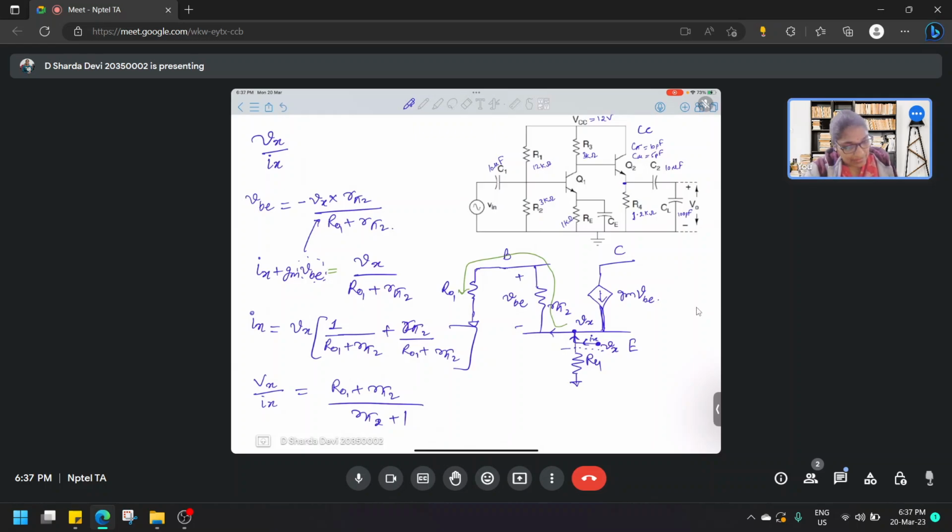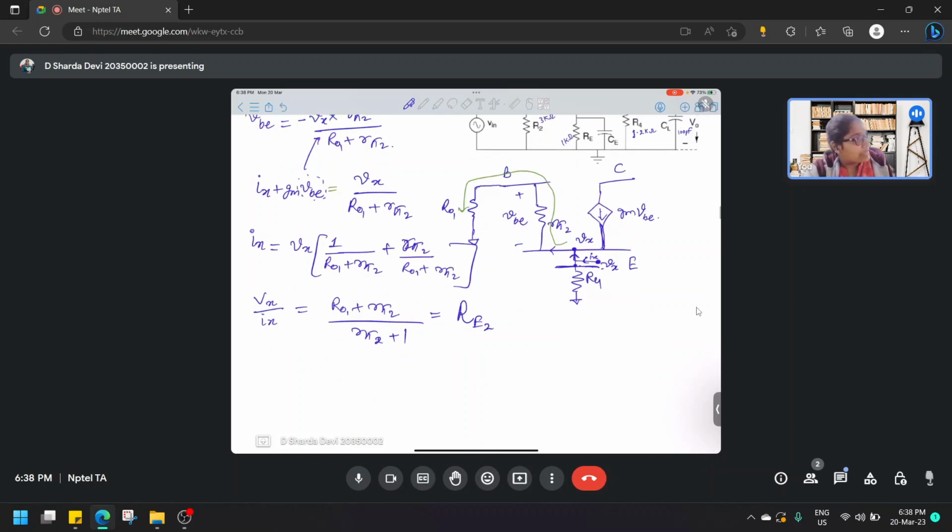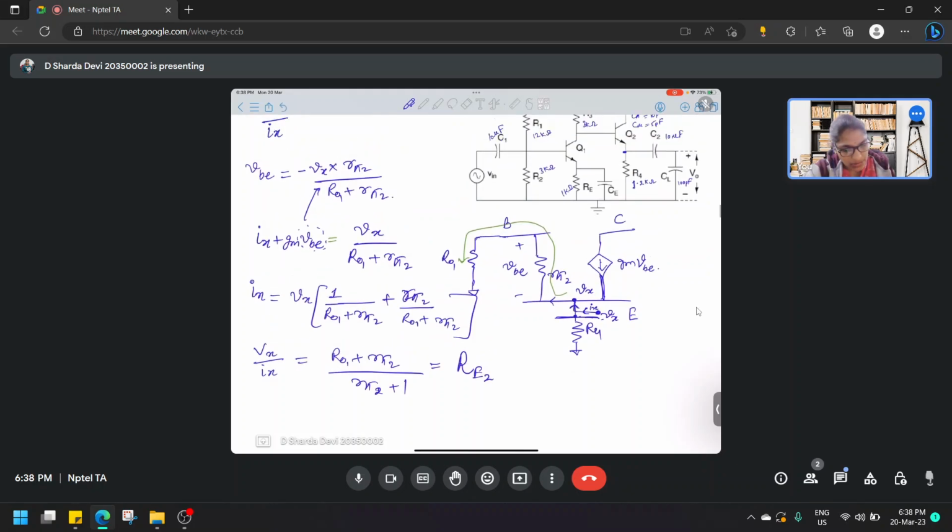And in this, now this is R, let's say RE2, okay? And so here if we apply Vx, we will have some part going up, some part going down also, right? So this resistance, and where did the beta go?